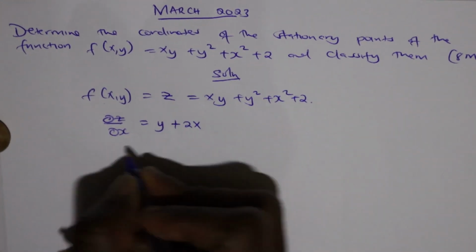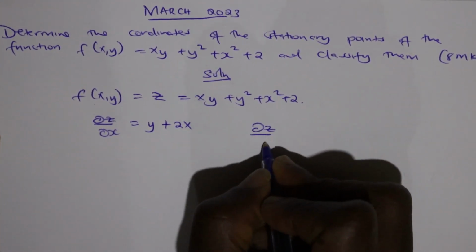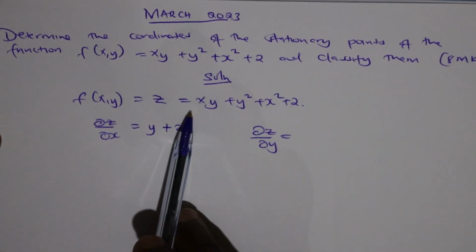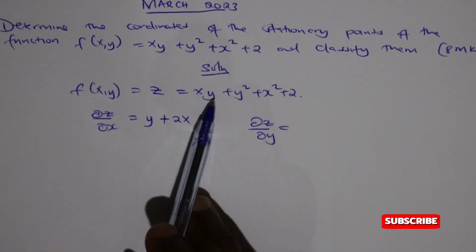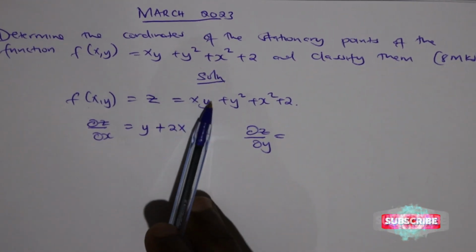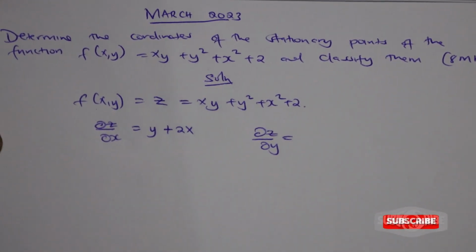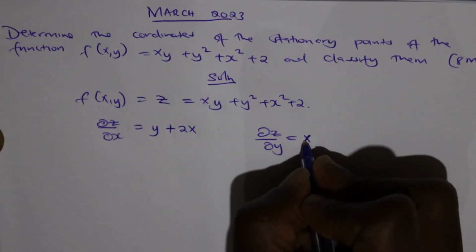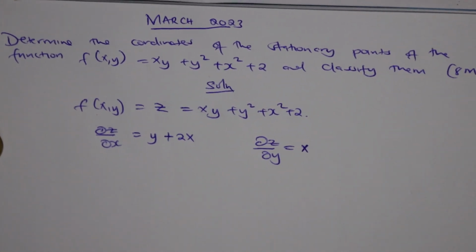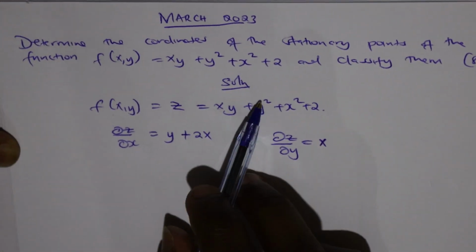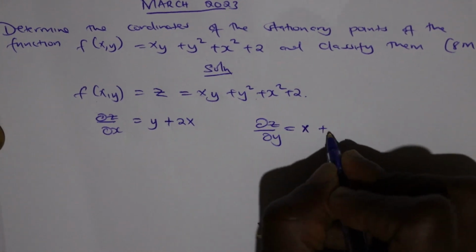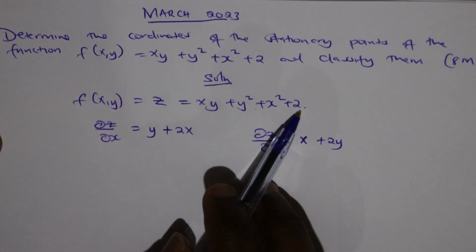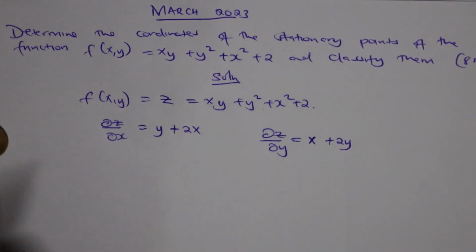Then we also get dz/dy. Again here we now differentiate with respect to y. So if we differentiate with respect to y, we differentiate y alone. Differentiating y alone, you get 1. So 1 times x, we just get x, because x is a constant. We're not concerned with it. It's treated as a constant. Then we have y squared here, we'll have 2y. This x squared doesn't have a y, and this one is a constant, so it becomes 0.